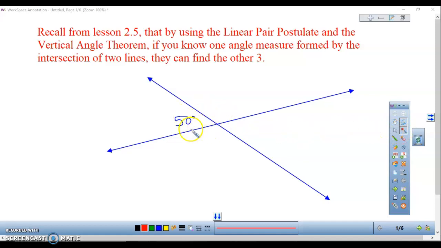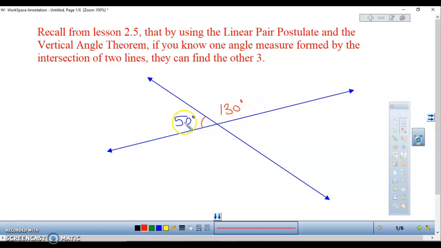In this case, we have two lines intersecting, and they form this angle that's 50 degrees. By using the linear pair postulate, we know that if two angles make a linear pair, then the sum of those angle measures must be 180 degrees. So if this is 50, I know this must be 130.